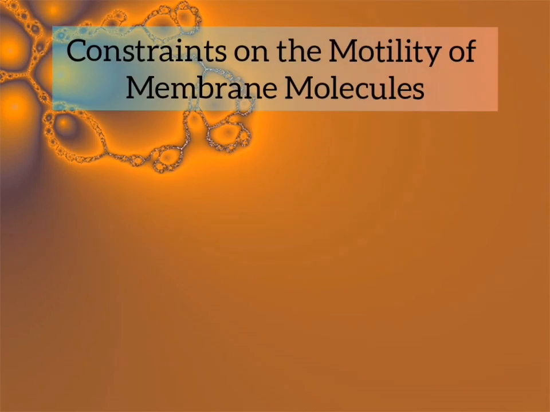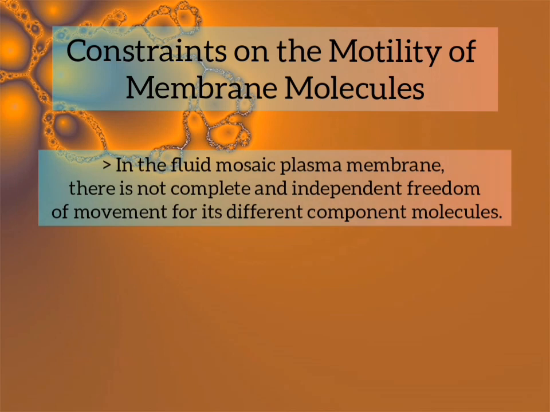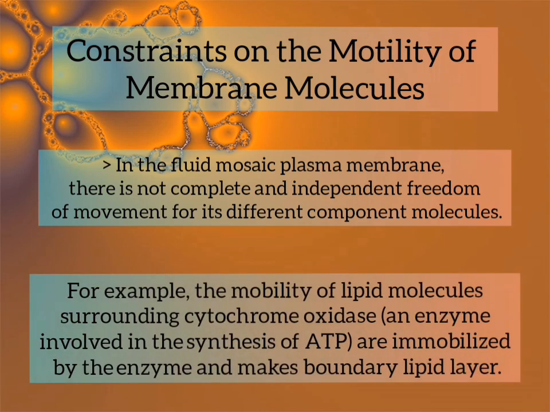And now, let's proceed to our last topic, which is the constraints on the motility of membrane molecules. In the fluid mosaic plasma membrane, there is not complete and independent freedom of movement for its different component molecules. The mobility of some lipid molecules is constrained since they remain tightly bound to some of the integral membrane proteins. For example, the lipid molecules surrounding cytochrome oxidase, an enzyme involved in the synthesis of ATP, are immobilized by the enzyme and make up the boundary lipid layer.